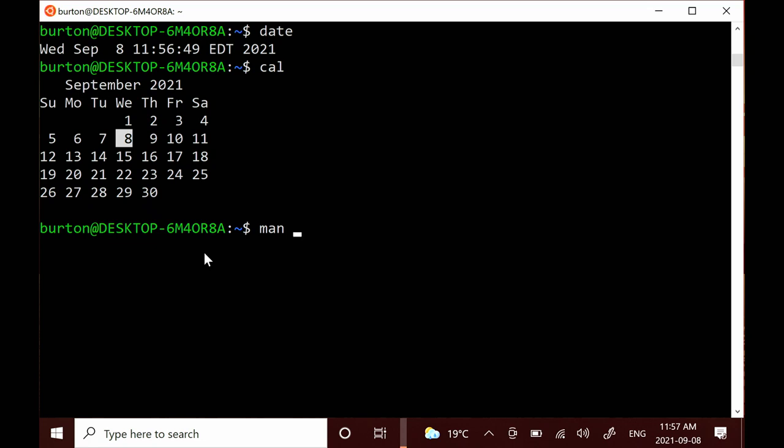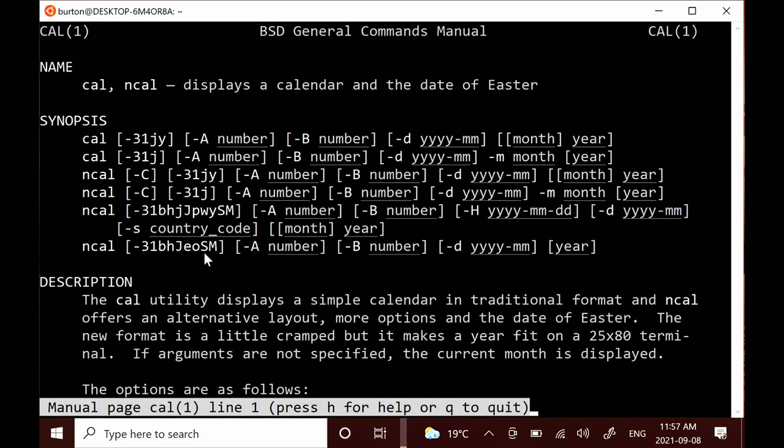Built into this shell, there's something called the man pages. If you want information on a command, you type man followed by the command name and press enter, and you get this abomination. You have to get used to reading this. This is what you're going to have to get used to doing when you're working with the command line interface.